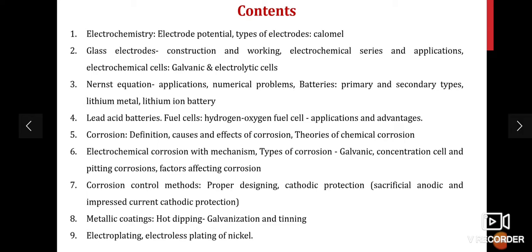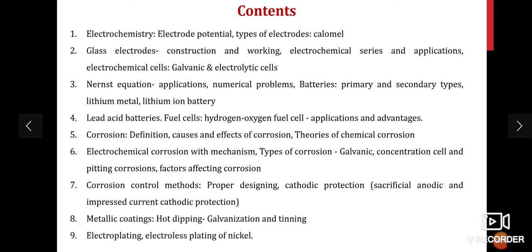These topics come under the electrochemistry part, and in the corrosion part we are going to learn the definition, causes and effects, then the mechanism of corrosion. There are two mechanisms, chemical and electrochemical, and the types of corrosion like galvanic, concentration cell and pitting corrosion. Then the factors affecting corrosion based on the metal and based on the environment.